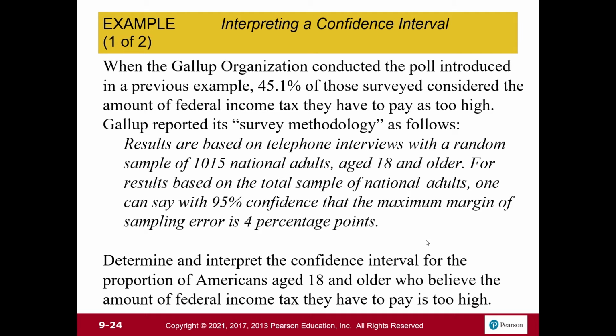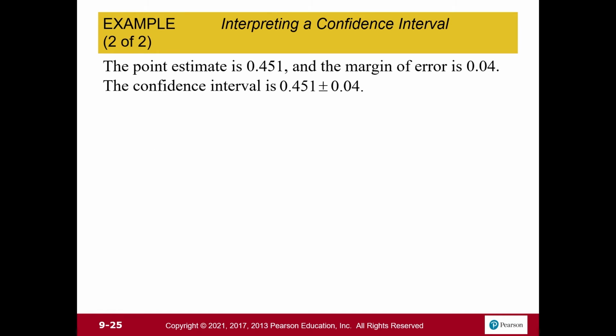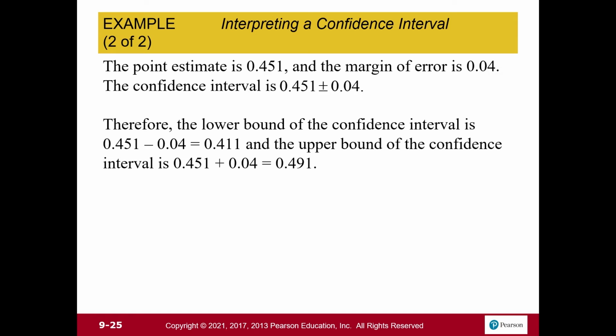Determine and interpret the confidence interval for the proportion of Americans aged 18 and older who believe the amount of federal income tax they have to pay is too high. The point estimate is 0.451 and the margin of error is 0.04. The confidence interval is 0.451 plus or minus 0.04. Therefore, the lower bound of the confidence interval is 0.451 minus 0.04 equals 0.411, and the upper bound of the confidence interval is 0.451 plus 0.04.